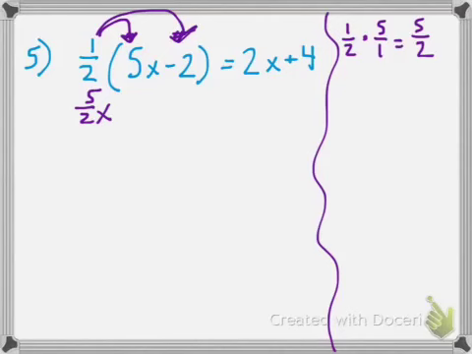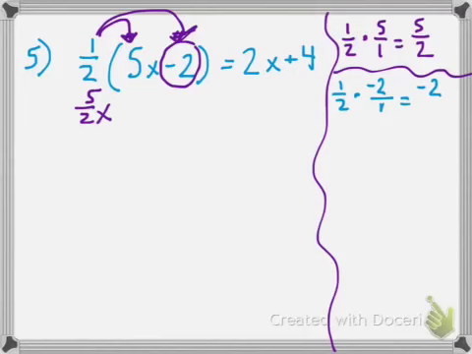So now 1/2 times 5x becomes 5/2 x. Then I have to distribute the 1/2 to this minus 2. So then I'll draw a squiggly line. Let me change colors. So 1/2 times negative 2 over 1. Then I can multiply across. 1 times negative 2 is negative 2. 2 times 1 is 2. Negative 2 over 2 is the same as negative 1. So in my problem, this becomes minus 1. I'll bring down my equal sign and then bring down 2x plus 4, my right side.